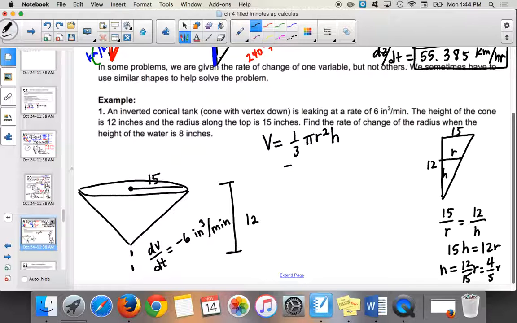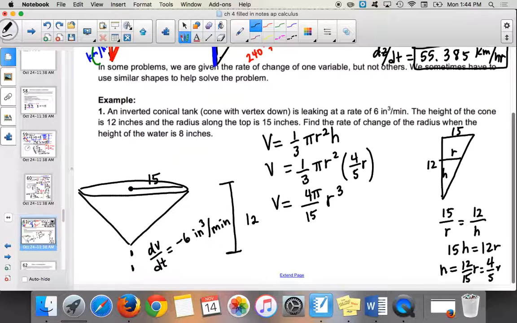It is always easier to only have one variable. So see how I can make H into 4 over 5 R, and I can simplify this stuff. So I get 4 over 15, and then times pi. So I'm going to do 4 pi over 15, and then R cubed. So I'm just simplifying it.